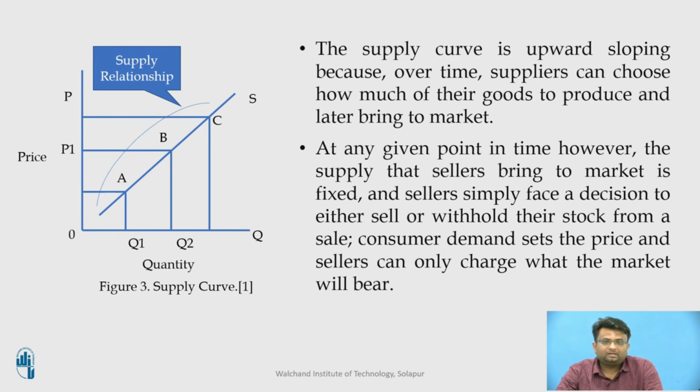Consumer demand sets the price, and a seller can charge only what the market will bear. If consumer demand rises over time, prices will rise and suppliers can choose to devote new resources to production. New suppliers can enter the market, which increases the quantity supplied to the market. Thus, demand ultimately sets the price in a competitive market and the supplier responds to that price. They can expect to receive a set quantity supplied.